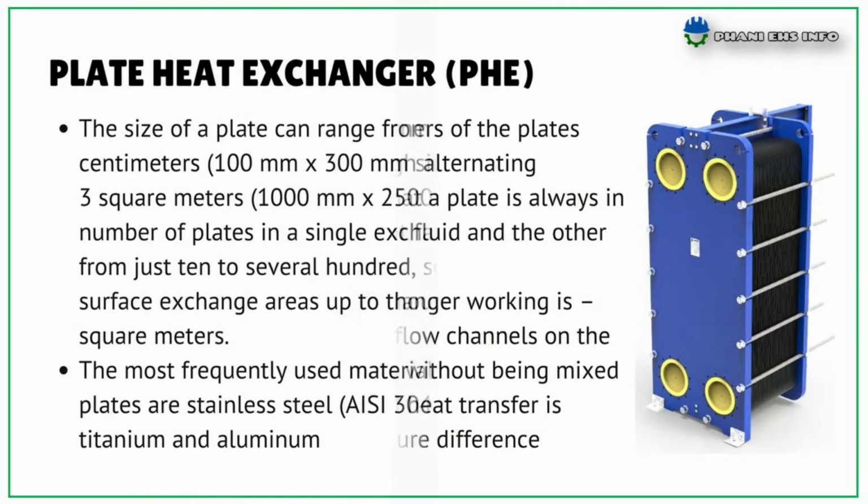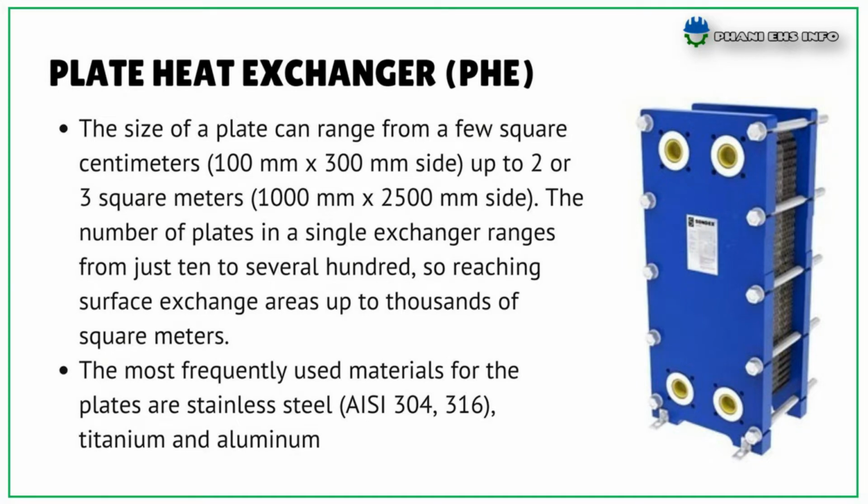The size of a plate can range from a few square centimeters, 100 millimeters x 300 millimeters side, up to 2 or 3 square meters, 1000 millimeters x 2500 millimeters side. The number of plates in a single exchanger ranges from just 10 to several hundred, reaching surface exchange areas up to thousands of square meters. The most frequently used materials for the plates are stainless steel, AISI 304, 316, titanium and aluminum.